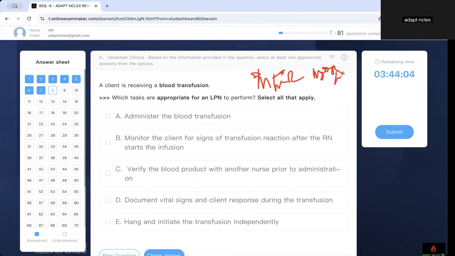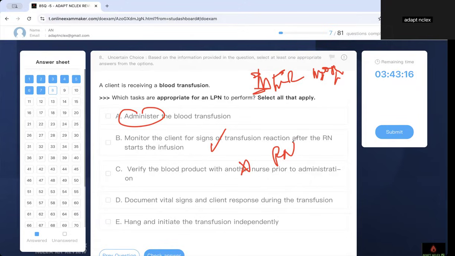Therefore, what do you think they will do in this situation? This is what I will pick, and I know you get the answer. They cannot administer the blood transfusion right away. It has to be initiated by the nurse. Monitor the signs of transfusion reaction after the RN has started it. You can see the M is consistent with that. Verify the blood product with another nurse prior to administration. They cannot do it. You need another RN to do that.